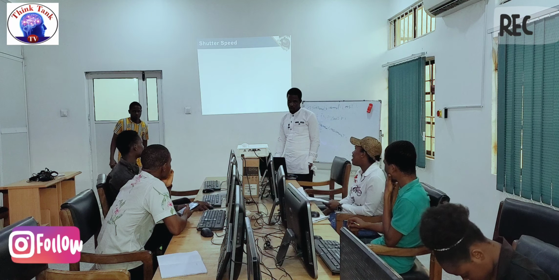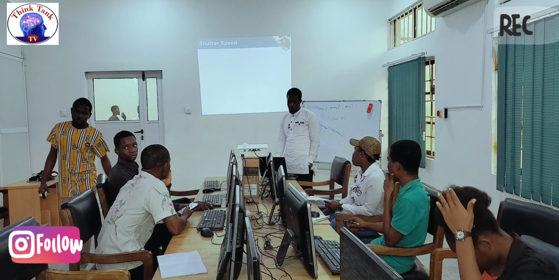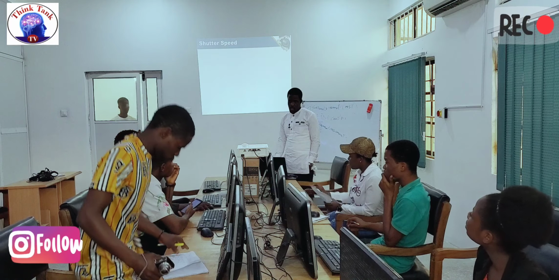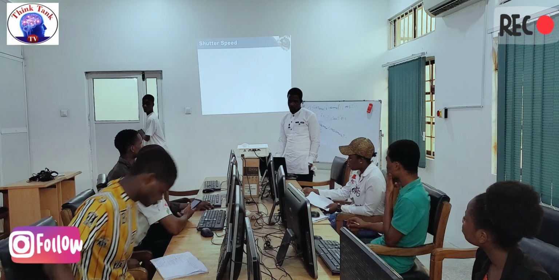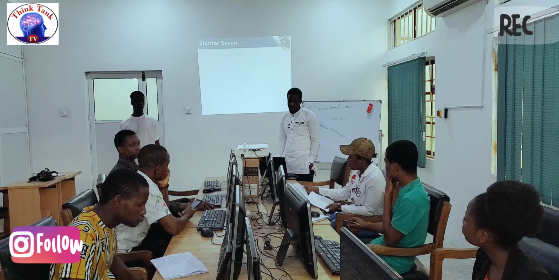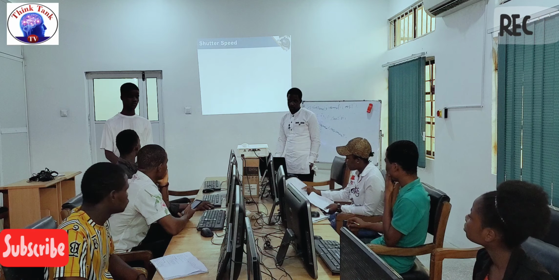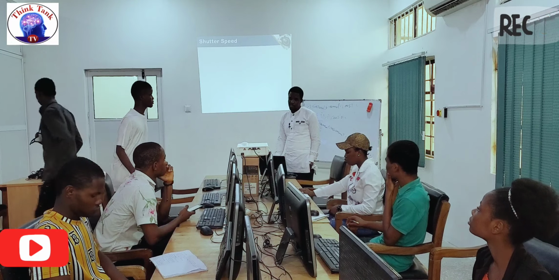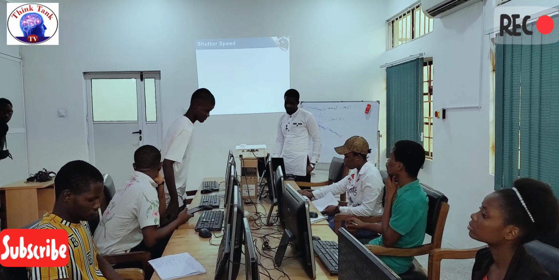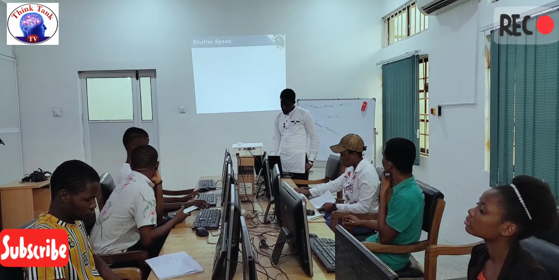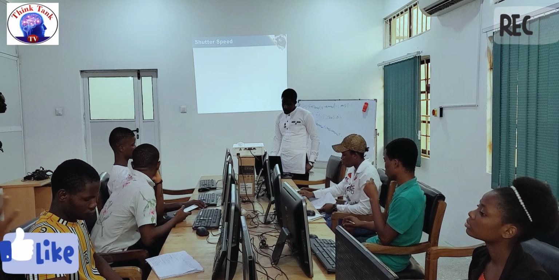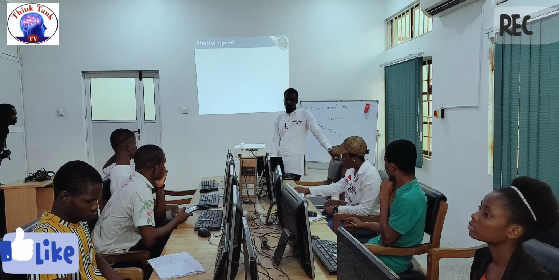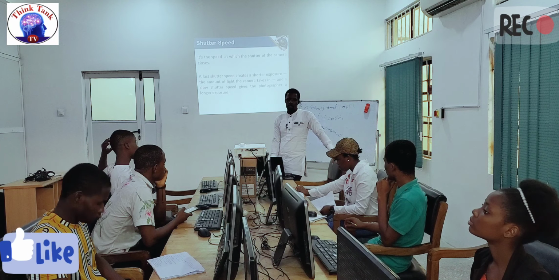Okay. So if I'm shooting at 1/1000, what? Say what? So what does it mean for me to use a slow shutter speed?